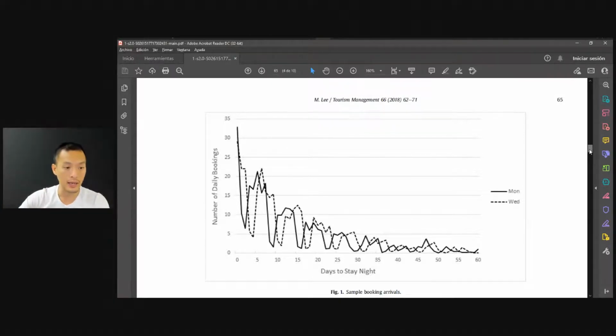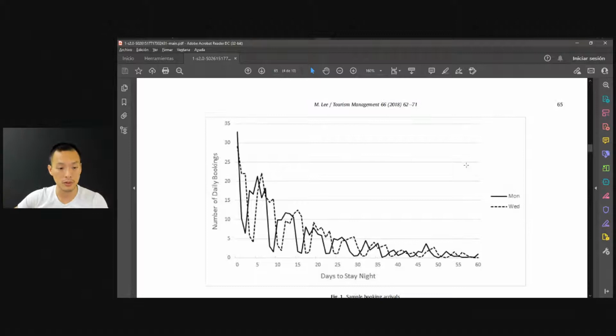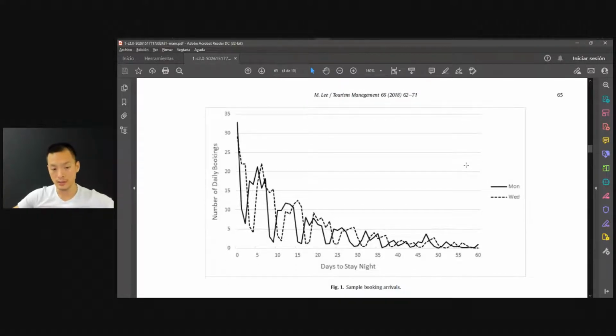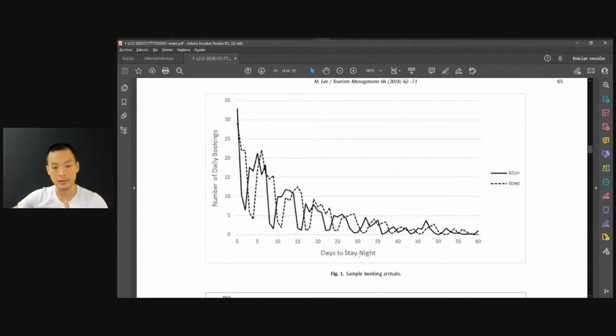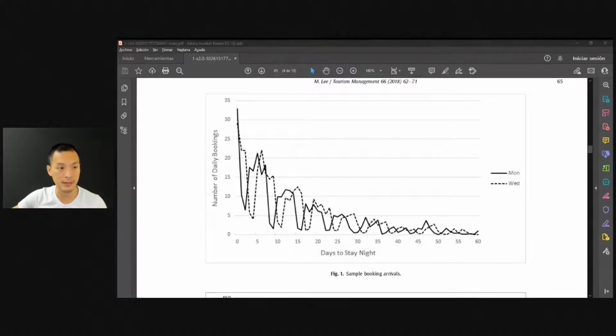So I could go back, and now I will start looking at plots. If I want to go back to inspectional and not analytical, I will go back and look at all the plots. For example, this plot is very easy to understand. On the x-axis you have days to stay night, and on the y-axis you have number of daily bookings. What they are plotting here is that day 0 is when the guests arrive. If it's day 60, for example, that means they book the hotel 60 days in advance.